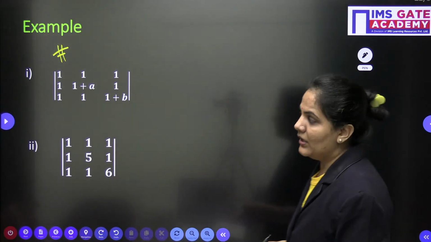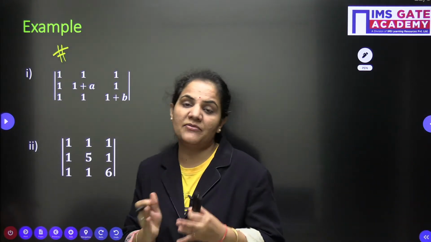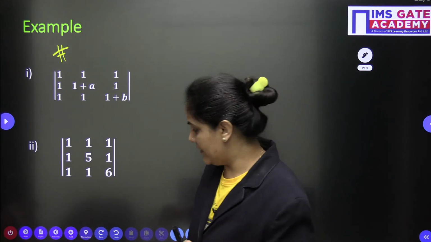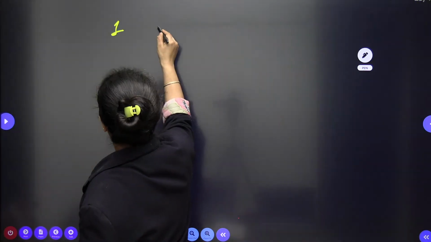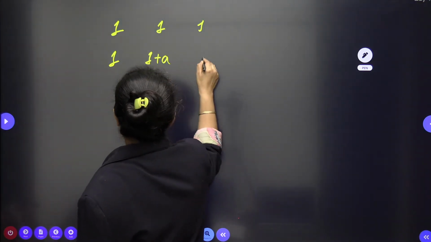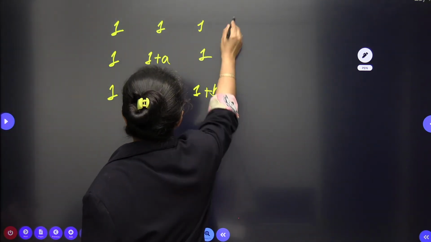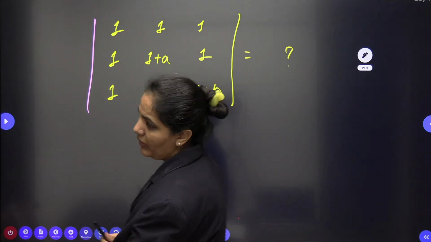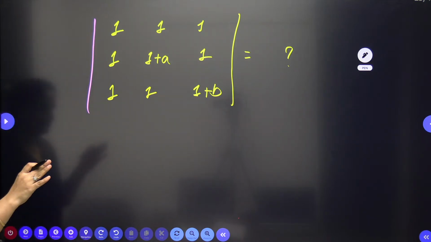Okay, now for this one we will learn a specific pattern for solving any question. So this is a very important trick also. Let's talk about this one. We have the matrix 1 1 1, 1 1 plus A 1, and 1 1 1 plus B. If I want to find the determinant of this matrix, how will I approach it, beta? How will I approach the basic thing?